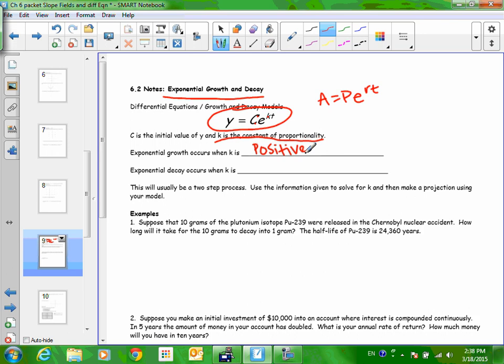Now, can you give me an example of a real-life situation of something that grows exponentially? My bank account. What else? Populations. Bacteria. And then exponential decay would be when k is negative.